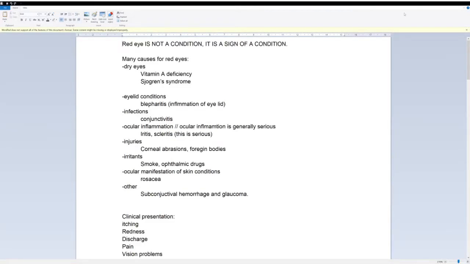Hi everybody. Today we'll be looking at red eye. Red eye is not really a disease state. It's not a condition. It's more of a sign or a symptom of a condition.